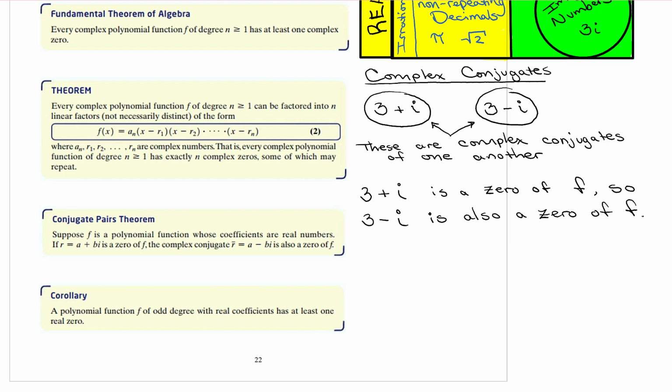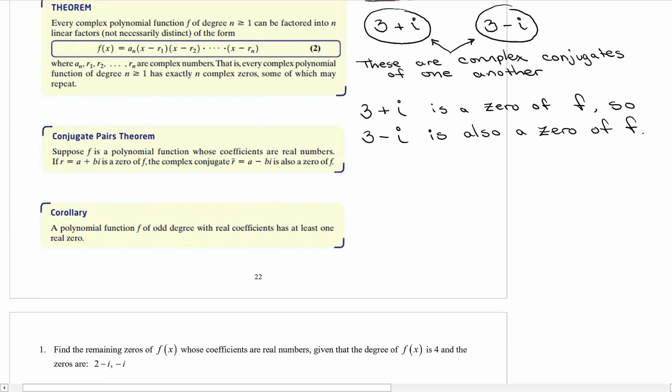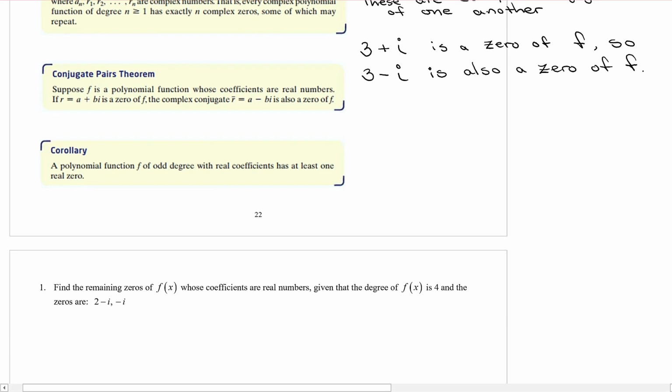We're going to be using this theorem quite a bit in this section in order to find our zeros and to find our factors of our polynomial functions. Corollary: a polynomial function f of odd degree with real coefficients has at least one real zero. Well, if you have a polynomial function of odd degree, we've already talked a little bit about certain end behaviors of polynomial functions with odd degree.